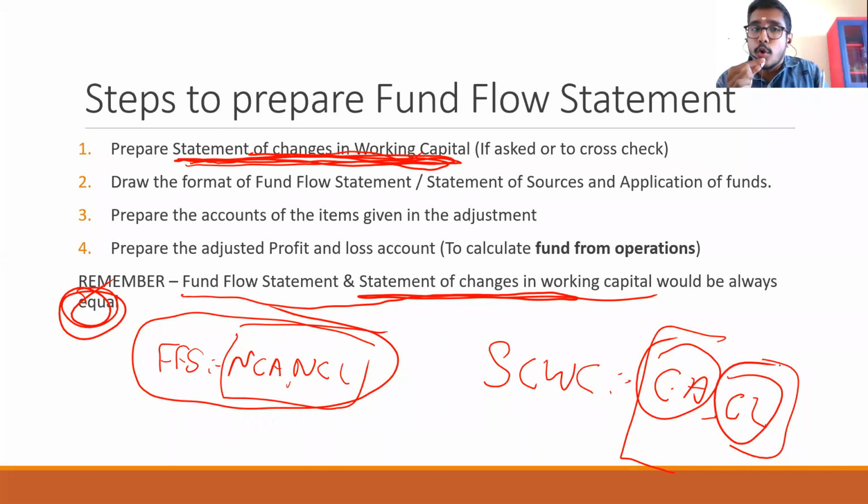Another thing to note while preparing the statement of changes in working capital is that no adjustments or items below the balance sheet will be taken. Only the current assets and current liabilities given inside the balance sheet will be taken, so there is no confusion in preparing changes in working capital. We will not take any adjustments or other information mentioned outside the balance sheet. That is all about the statement of changes in working capital.